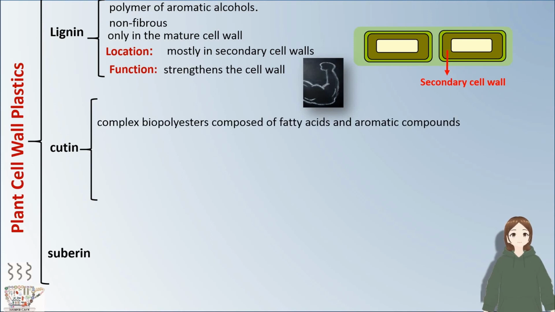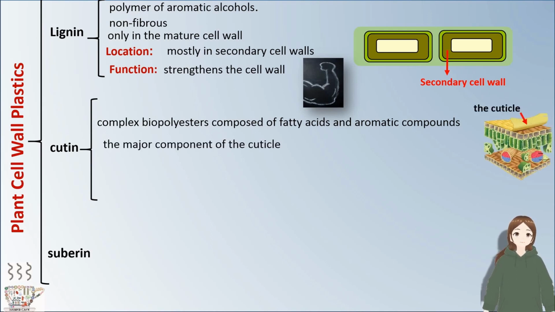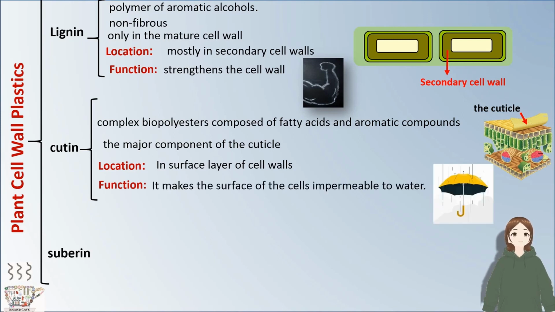Cutin is a complex biopolyester composed of fatty acids and aromatic compounds. It's the major component of the cuticle. It's located in the surface layer of cell walls. Cutin makes the surface of the cells impermeable to water.